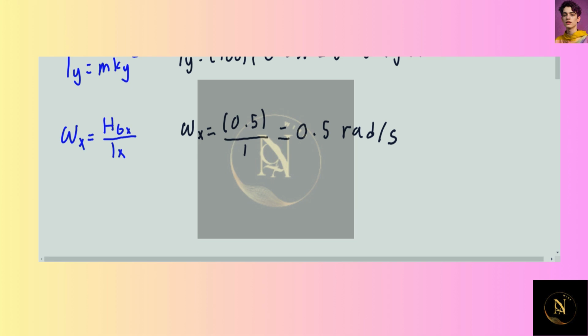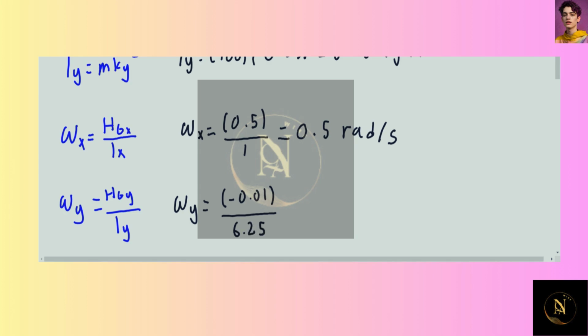Now we do the same thing for the y component. We take the y component of the angular momentum divided by the y component of the moment of inertia. So we plug in h of gy, and then we plug in I of y, and we'll get an angular velocity that's equal to negative 0.0016 radians per second.